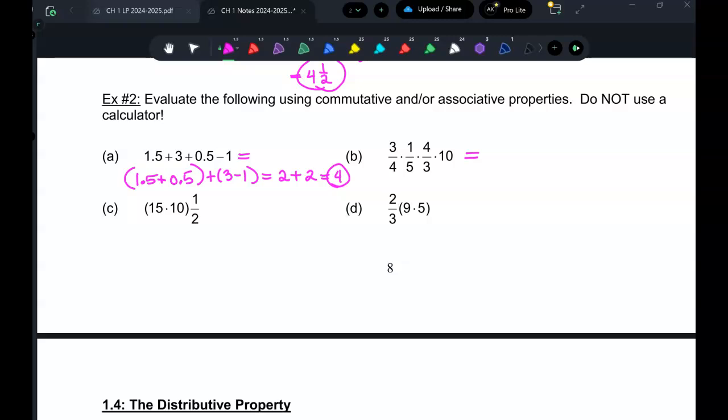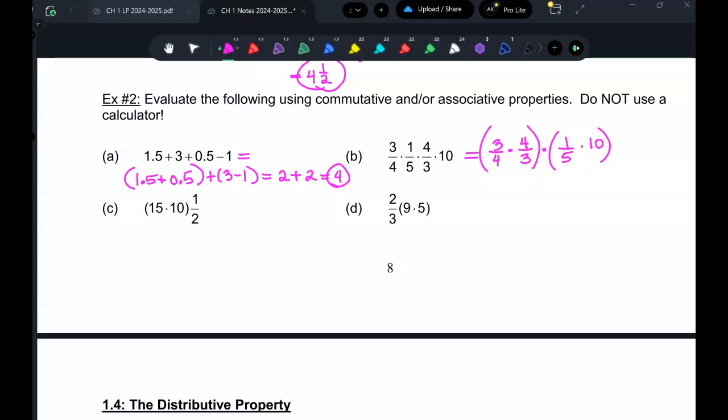What do I want to switch around here? I want to switch around the 3/4 and the 4/3. And then I want to do the 1/5 times the 10. So I'm going to multiply. Why would I rearrange the 3/4 with the 4/3? What happens when I multiply those? It's going to be really easy. Multiplicative inverse, reciprocals. What happens when I multiply reciprocals?